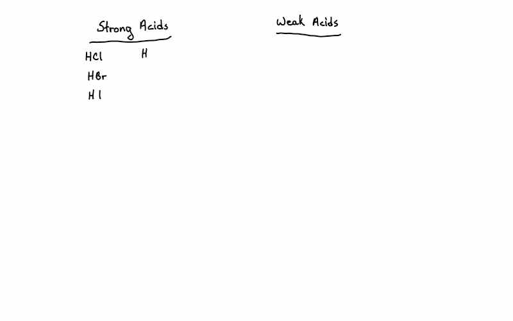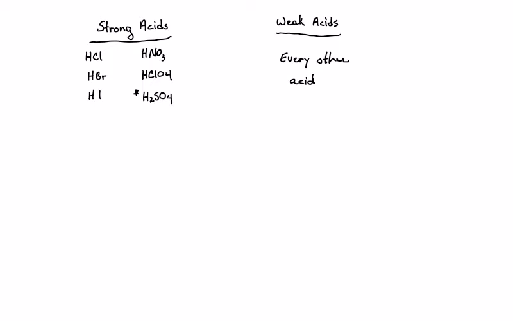Okay, then we also have nitric acid. We have perchloric acid. And then we have sulfuric acid. Okay, notice that sulfuric acid is different from all the others because it has 2 protons. And it turns out that the first proton is strong, but the second one that comes off is not strong. We'll talk more about that later on. And the weak acids are, well, every other acid. So it's fairly simple to remember this.